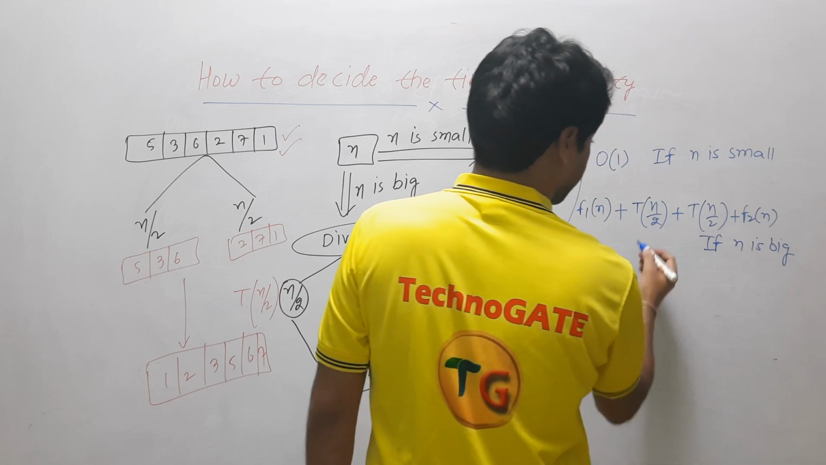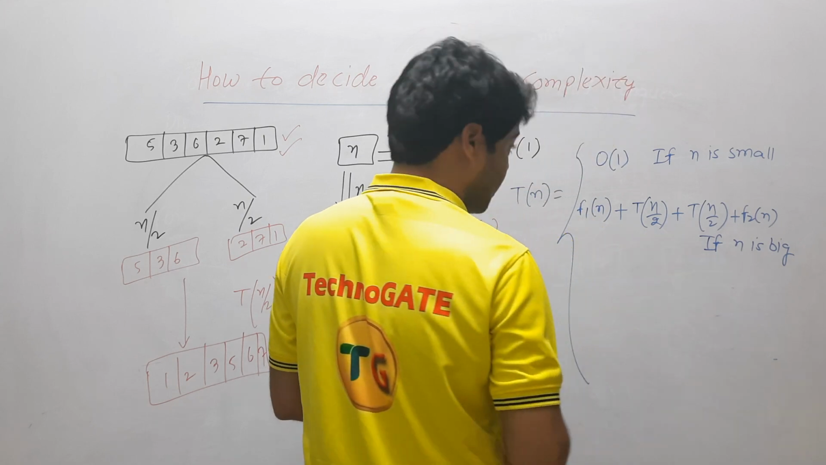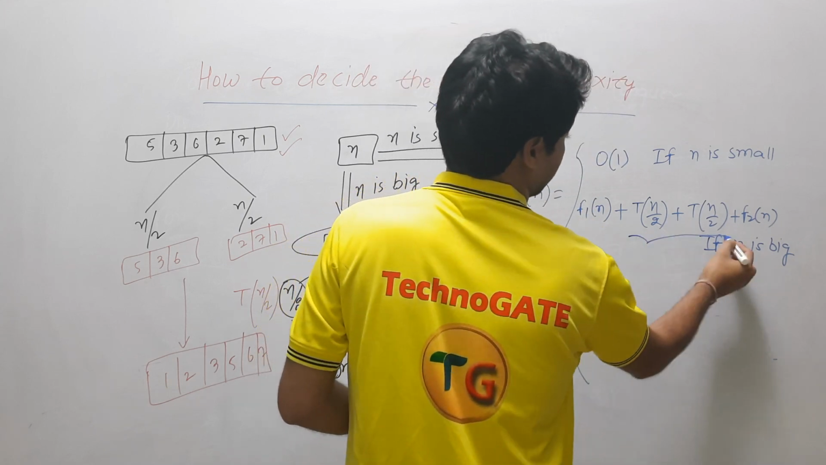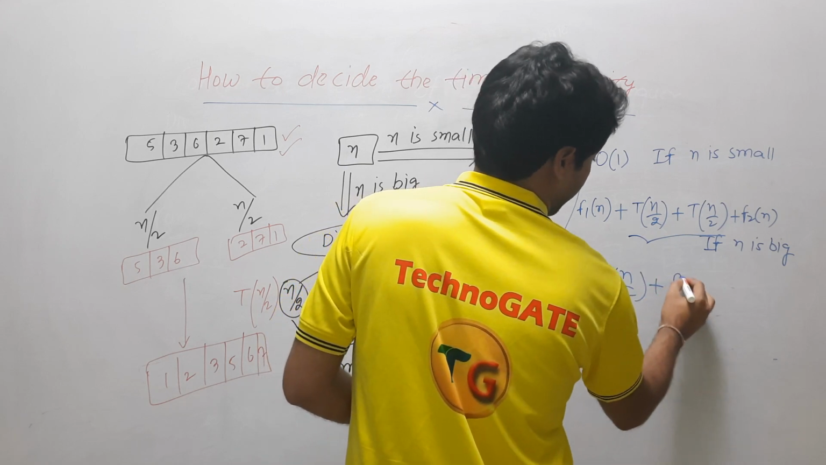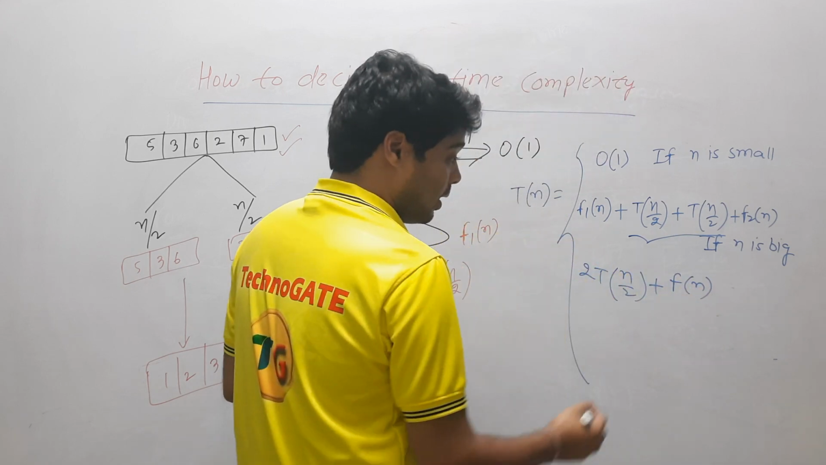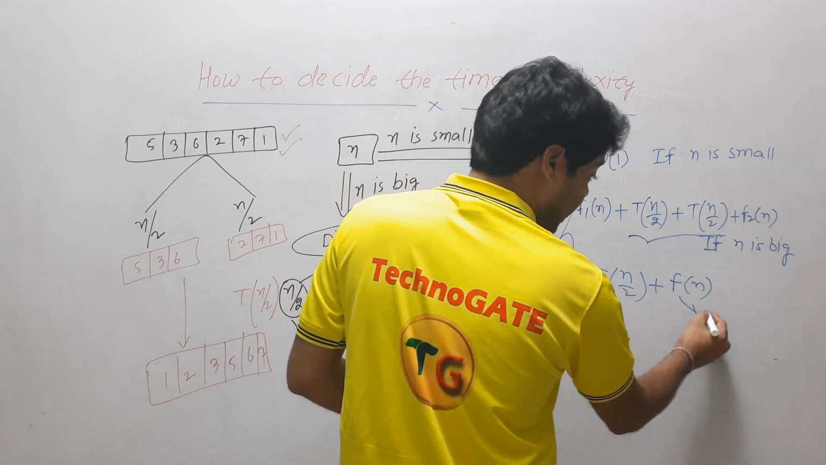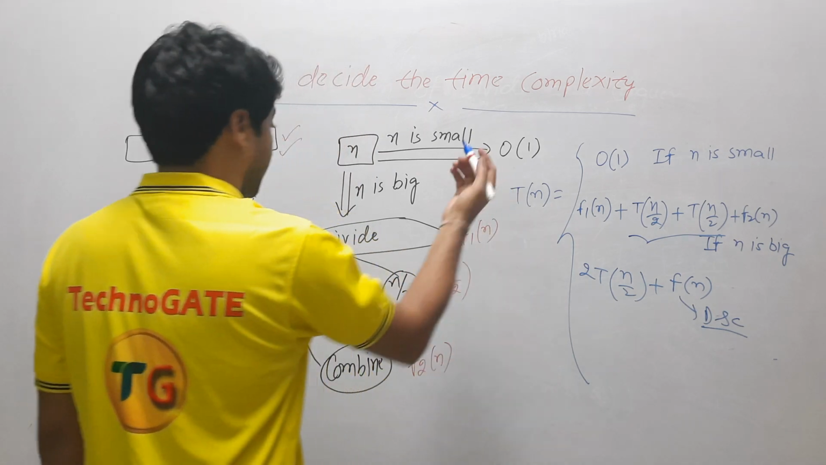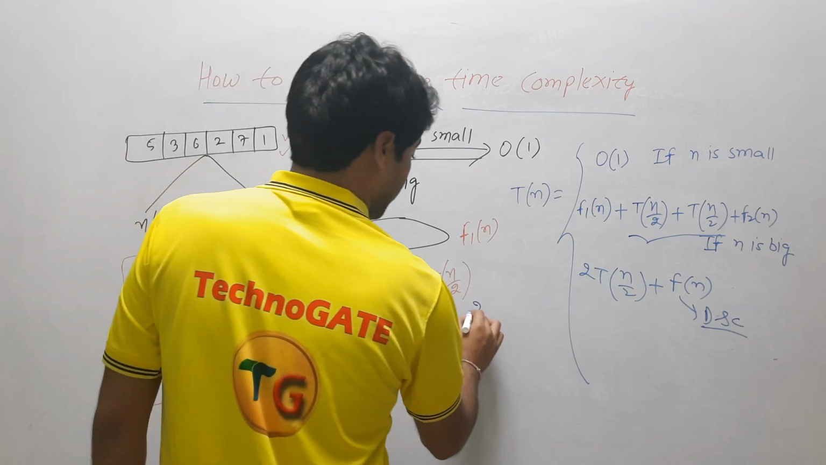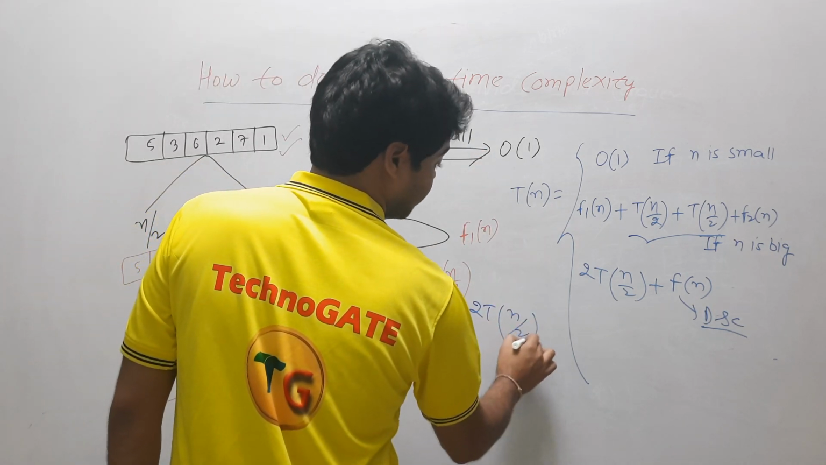So what will happen here? This is T(n/2) plus T(n/2). What will it be? 2T(n/2). So 2T(n/2) plus f(n). So always this part is divide and conquer. Suppose this is 2T(n/2) plus n here.